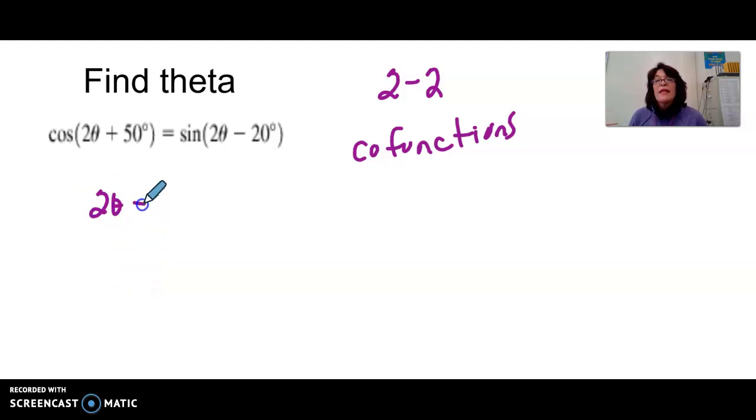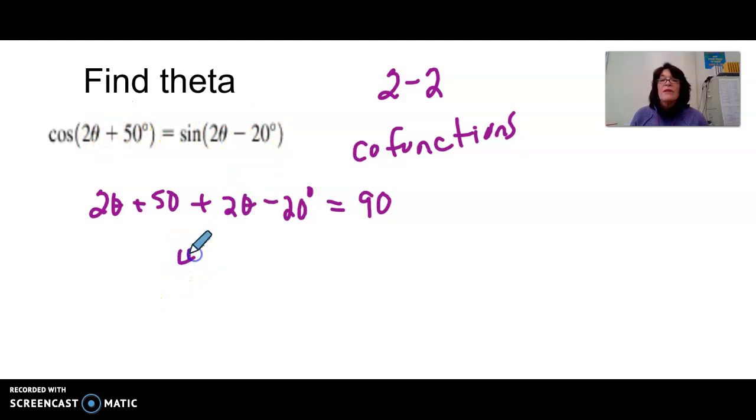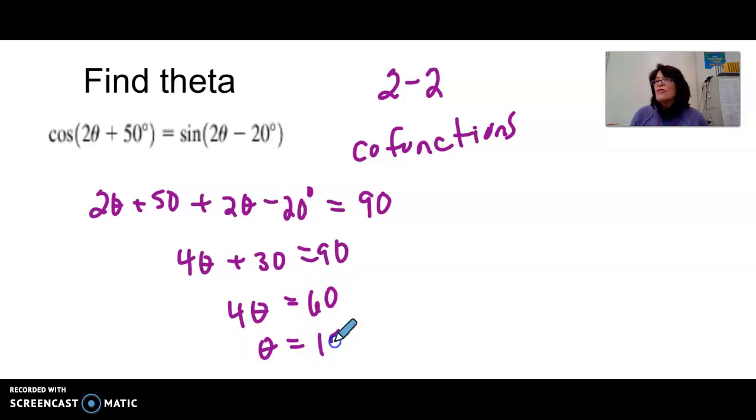Okay, so 2 theta plus 50, whatever that is, plus 2 theta minus 20 have to equal 90 degrees so that the cosine of this angle would equal the sine of that angle. So of course we have 4 theta plus 30 equals 90. 4 theta equals 60. So theta should be 15 degrees. Okay, when you see cosine and sine, they're cofunctions. What else are? Secant and cosecant, right? They're the reciprocals of these, and then tangent and cotangent.